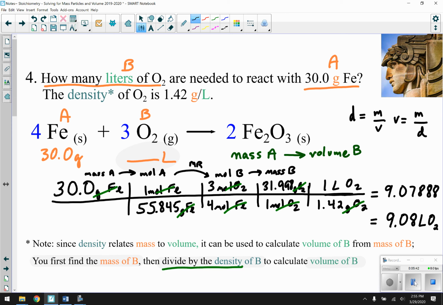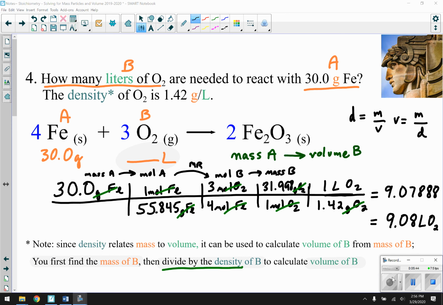How's that? I mean, that's precision, baby. No, not really, but it's volume, baby.